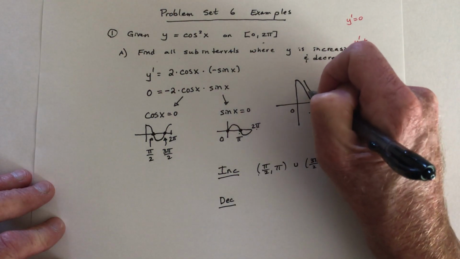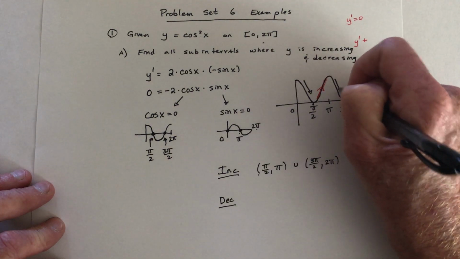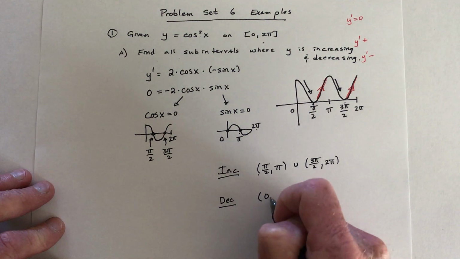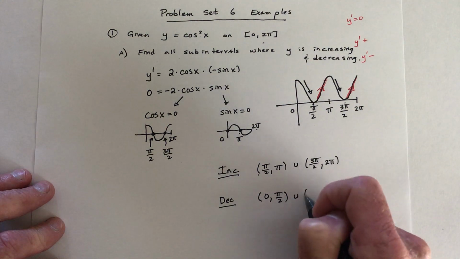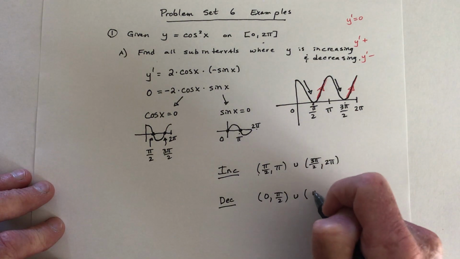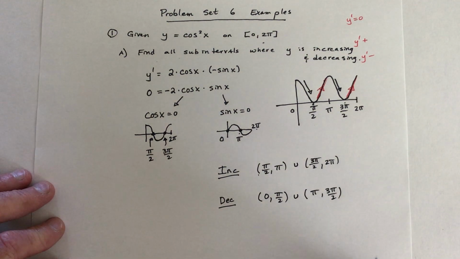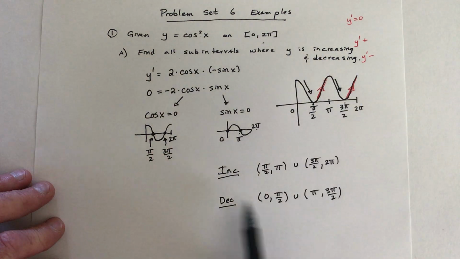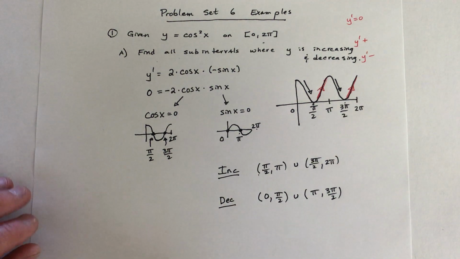Now decreasing would be this part in here, and then also this part in here. So decreasing would be from 0 to pi over 2, and then from pi to 3 pi over 2. Okay, let me just double check. I asked where is it increasing, where is it decreasing? So there's increasing, there's decreasing. And all right, that one's done.